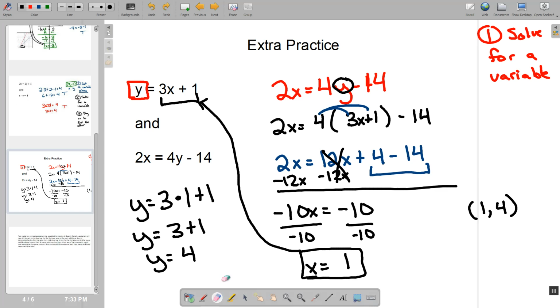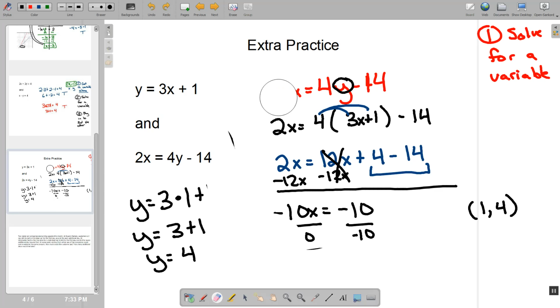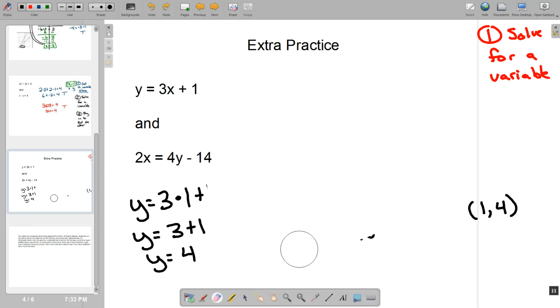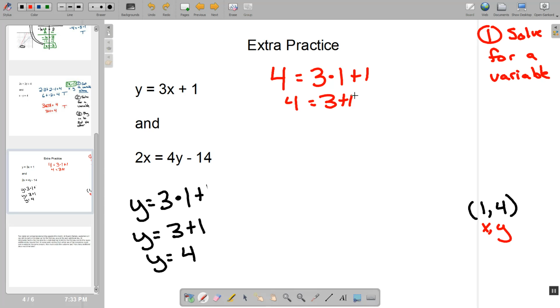Now, the most important part of any problem is being able to check your answer. So I'm going to erase what we have and go all the way back to the original two problems. And I want to make sure that my answer is correct. So for the first problem, I have y equals 3x plus 1. So I get 4, that's my y value, equals 3 times 1, which is my x value, plus 1. And that is a true statement because 3 plus 1 does equal 4.